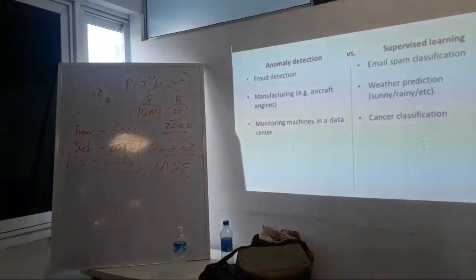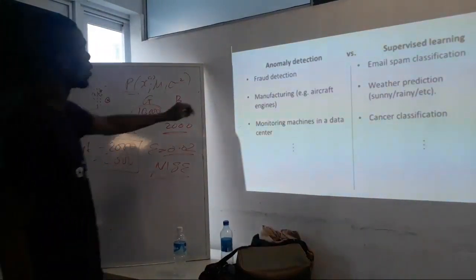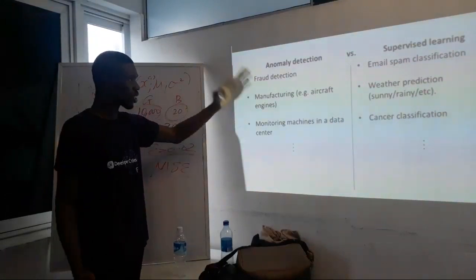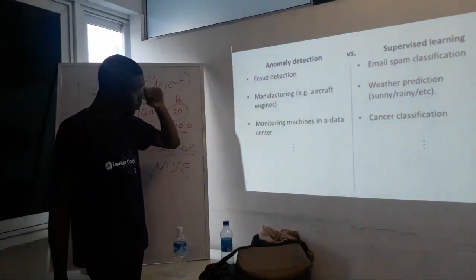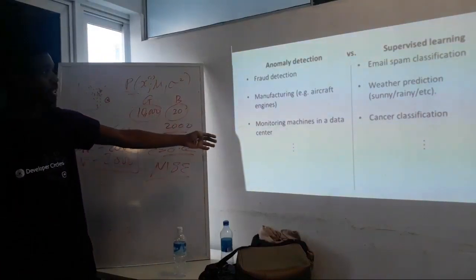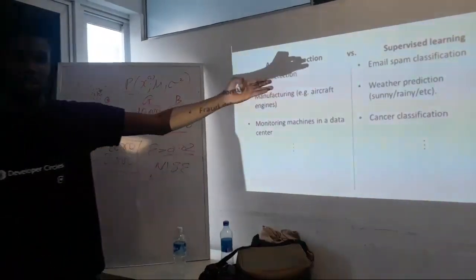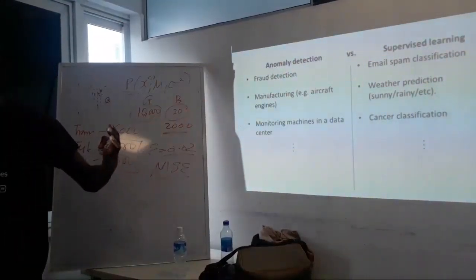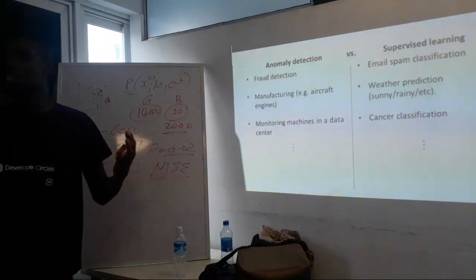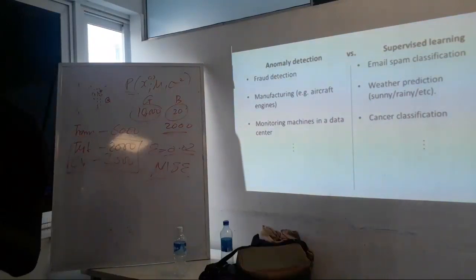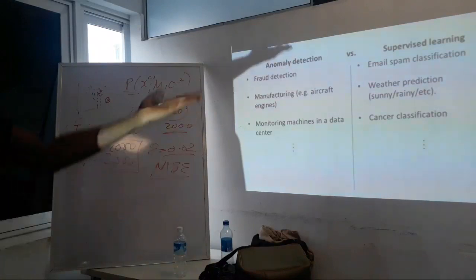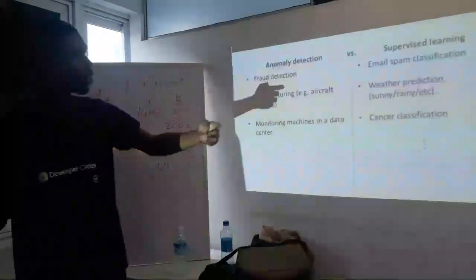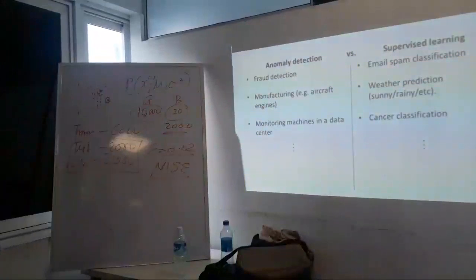So applications: fraud detection, manufacturing, just like what we just discussed, and monitoring of machines in a data center. The other situation is email. You should remember your Gmail does this for you: promotions, updates, primary, social. Your Gmail does that for you. Also weather prediction and cancer classification. You have cancerous, and you have malignant, and you have benign.